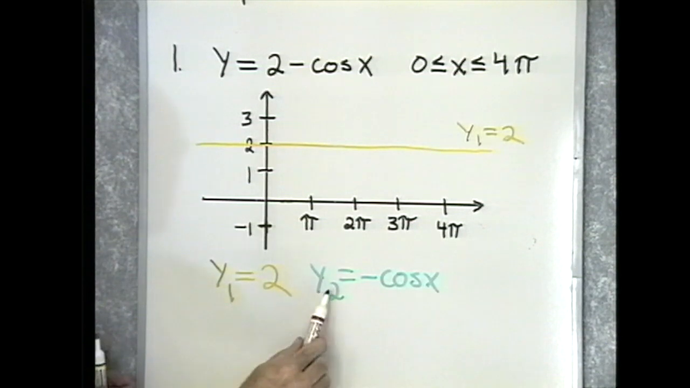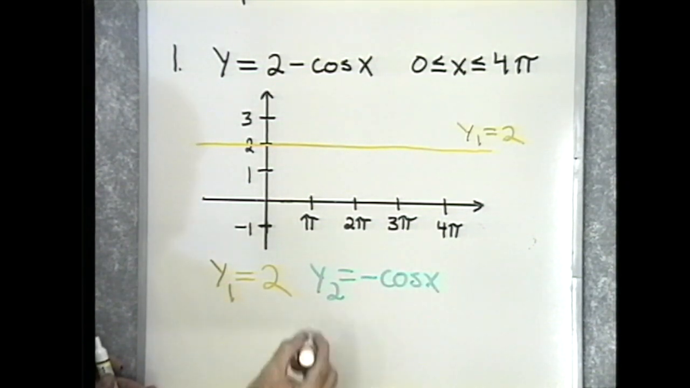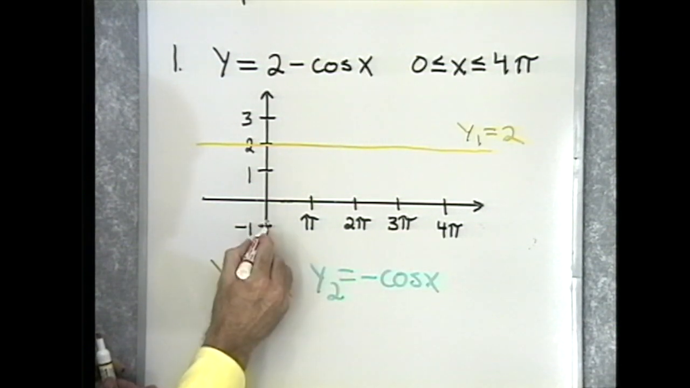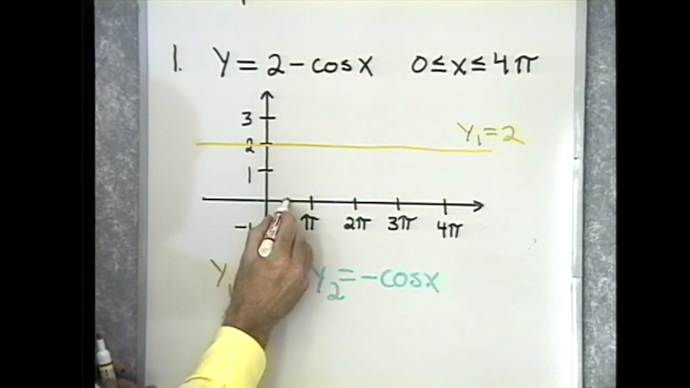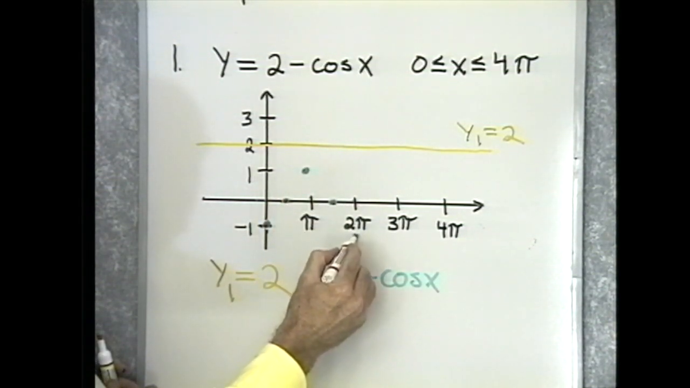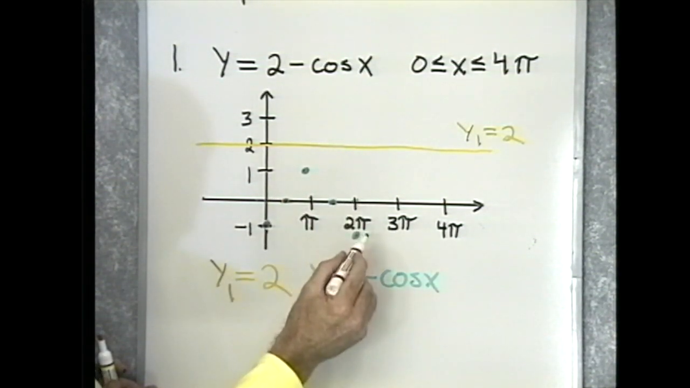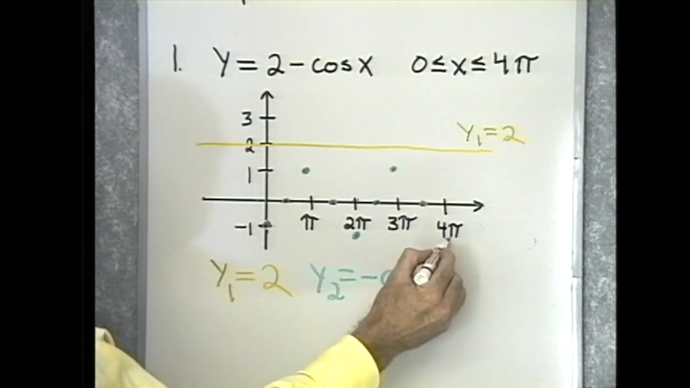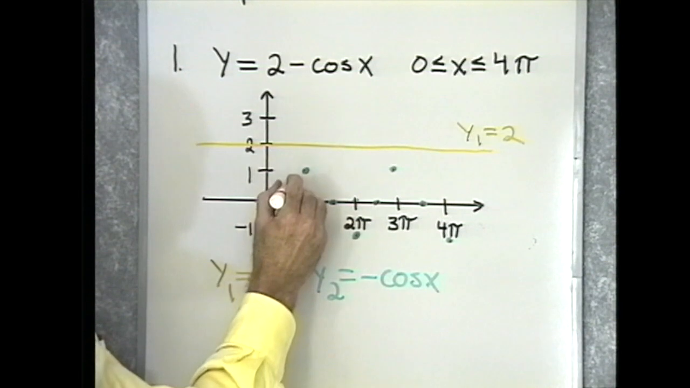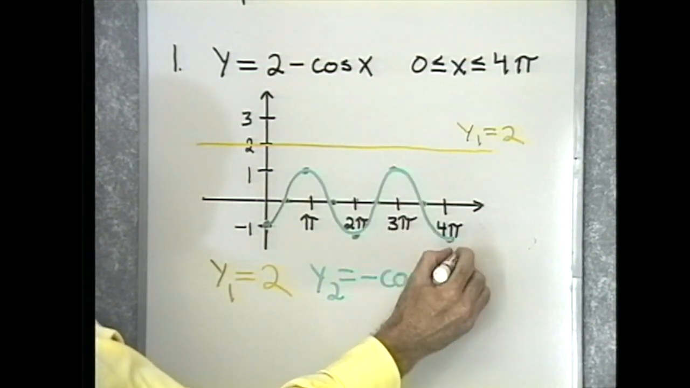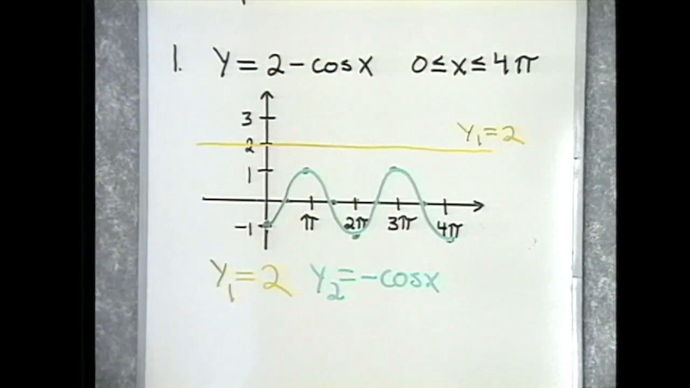Now the second graph is y sub 2 is negative cosine x. It's the cosine graph reflected about the x-axis. So it'll start at negative 1, go up to 0, then up to positive 1, back down to 0, and down to negative 1 between 0 and 2 pi. Then it does the same thing again, because the period is 2 pi, so it will look like this. So here's my graph of y sub 2, and y sub 2 is equal to negative cosine x.